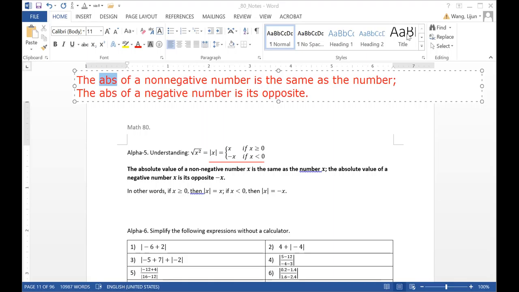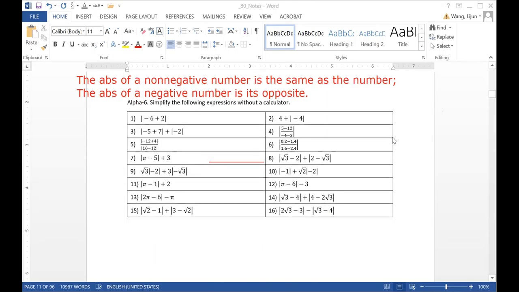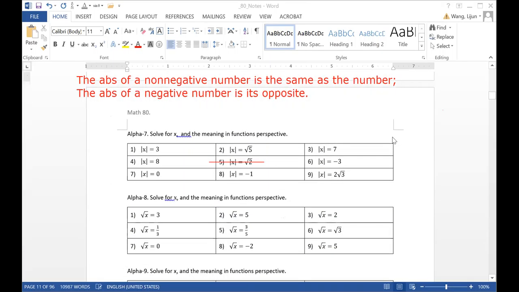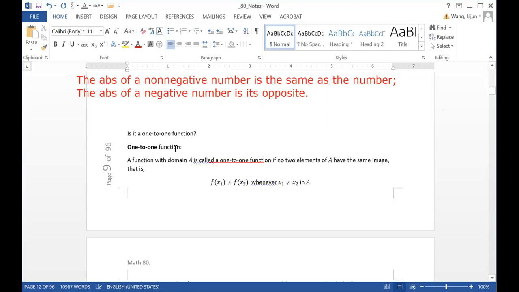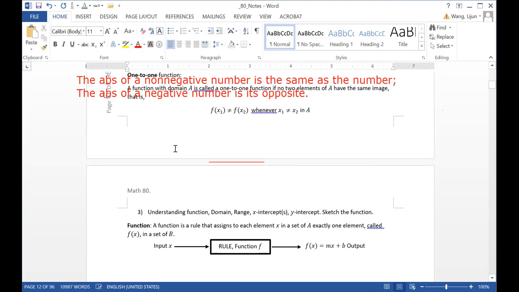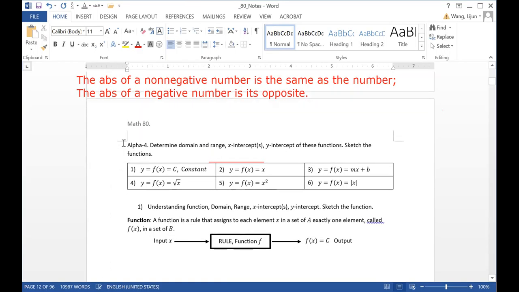Still on these topics, we keep going and we get to the if statement of the absolute value. What is more, we actually talked about the three types of equation, the three types of if statement. They're all if statements for sure, but the rules are different: absolute value, root, squares. We talk about all these three functions in Alpha 4. What's Alpha 4? Alpha 4 are these six functions, six statements.